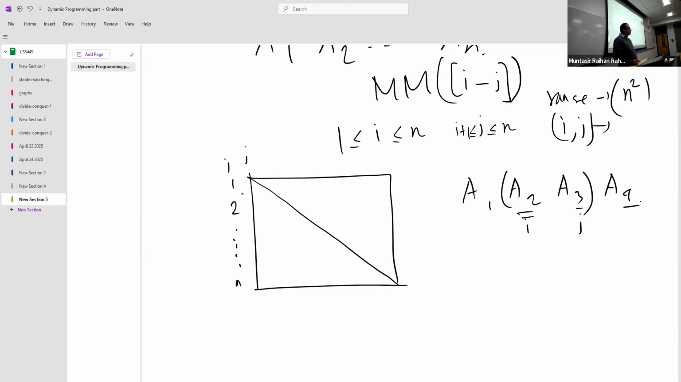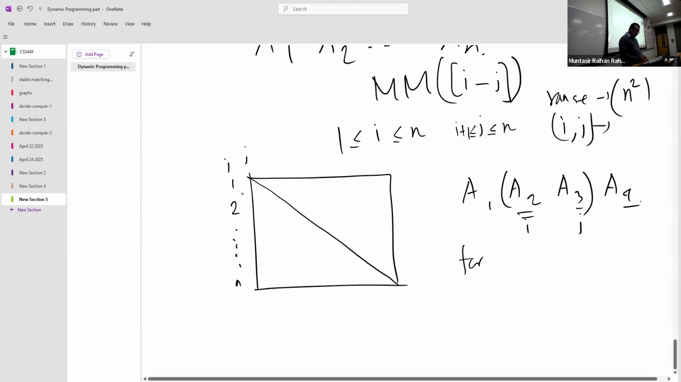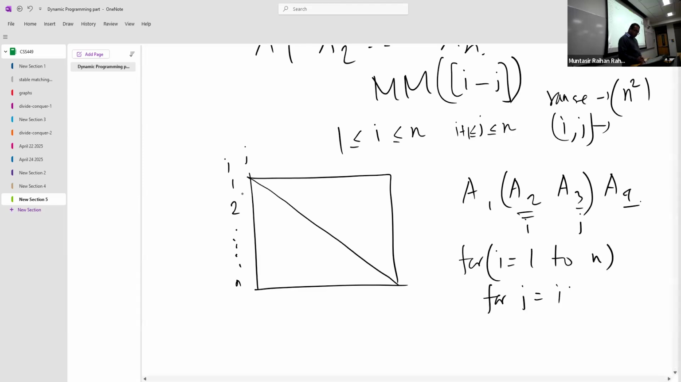I agree with that. How are you getting n squared cases from that? I'm getting order of n square cases. I'm not seeing why it is. If I do a for loop for i equal to 1 to n, j equal to i plus 1 to n, how many iterations do you have? n squared iterations.